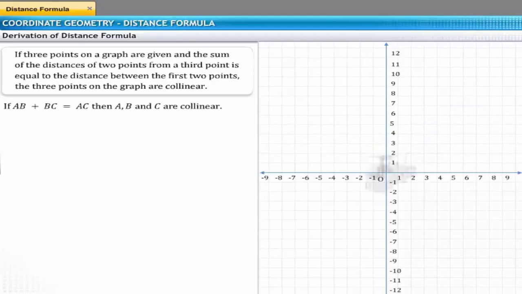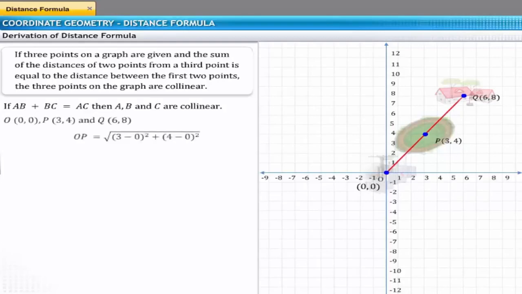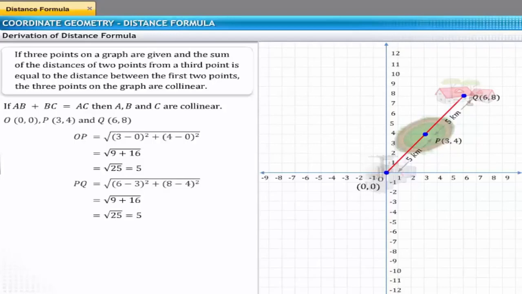Consider the distances between the power station at origin O 0, 0, the stadium P 3, 4 and the school Q 6, 8. Apply the distance formula for the points given. You can calculate OP, PQ and OQ. Thus, OP is equal to 5 kilometers, PQ is equal to 5 kilometers, and OQ is equal to 10 kilometers.